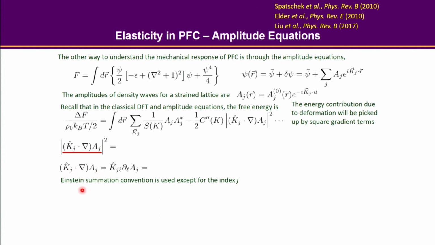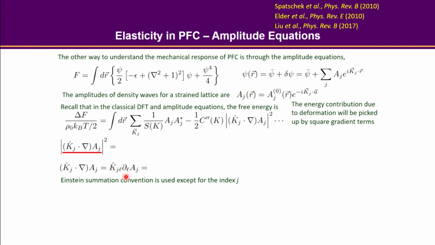But note that j here is not about spatial dimension. j is which reciprocal vector we are talking about. So when I see a repeated j, I don't sum anything over it. Just keep in mind that a repeated index represents summation from 1 to 3, except every time you see a repeated j, don't do that. Okay, so this is going to help us simplify the calculation quite a bit.